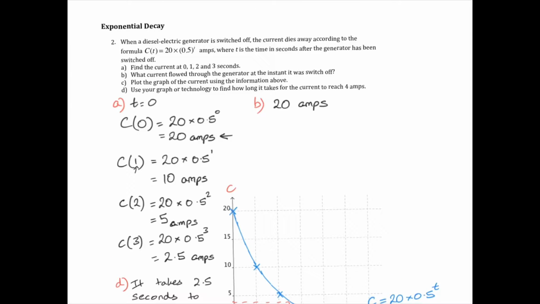You can do it by technology, by using nsolve. So in your GDC, you can do nsolve, and you'll find that under menu algebra numerical solve if you're using your calculator. And you put in the equation, except your C is 4. So your current is 4. So you put in 4 equals 20 times 0.5 to the, now you could make it X or T, and I think you need to do comma X, as in solve it for X. And then enter, and you should get an answer that's approximately 2.5.